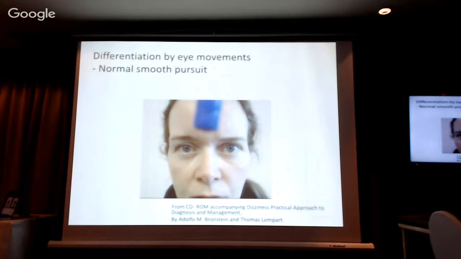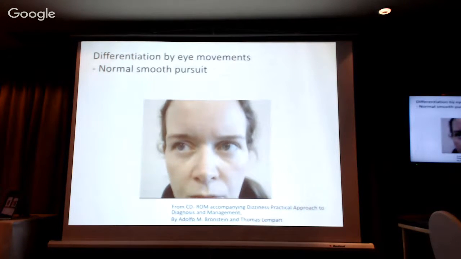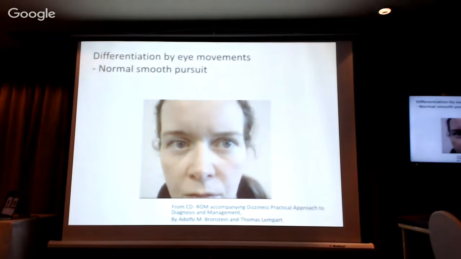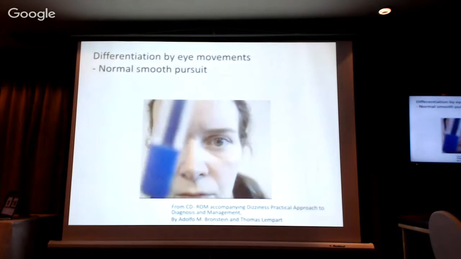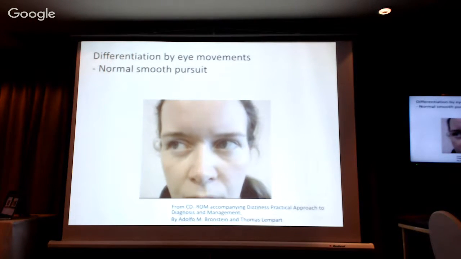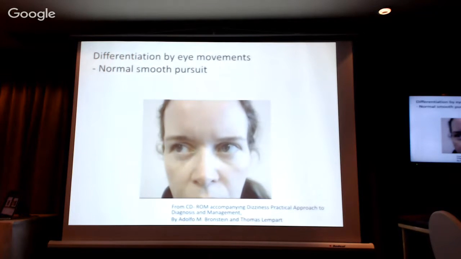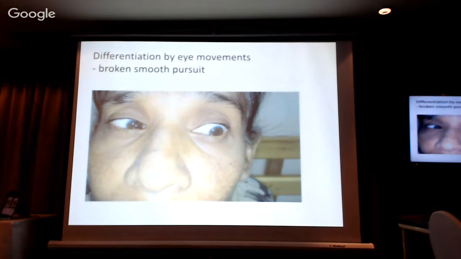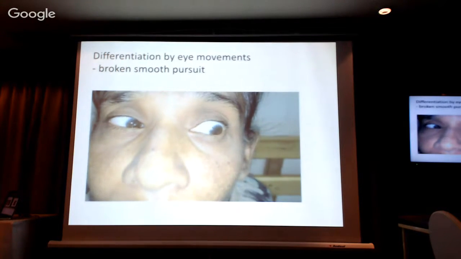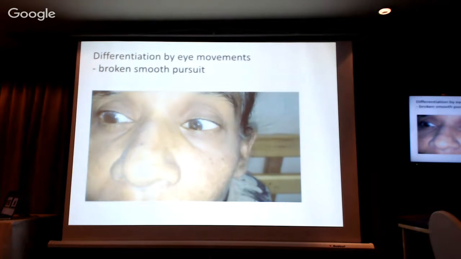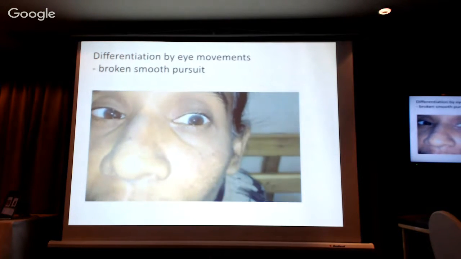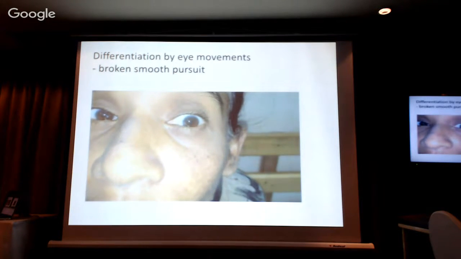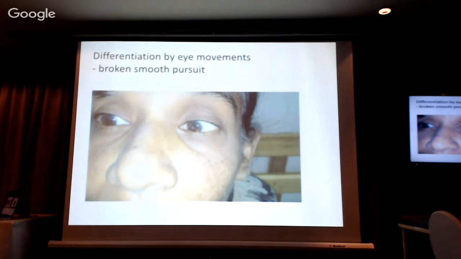Like when you follow a pen or something, slowly and smoothly, the eyes will move and follow laterally, upwards and downwards, both ways. Very smooth. If you see this patient, she had cerebellar problems following a snake bite. She can't follow the target. Smooth eye movements are broken. Broken smooth pursuit. That is central.